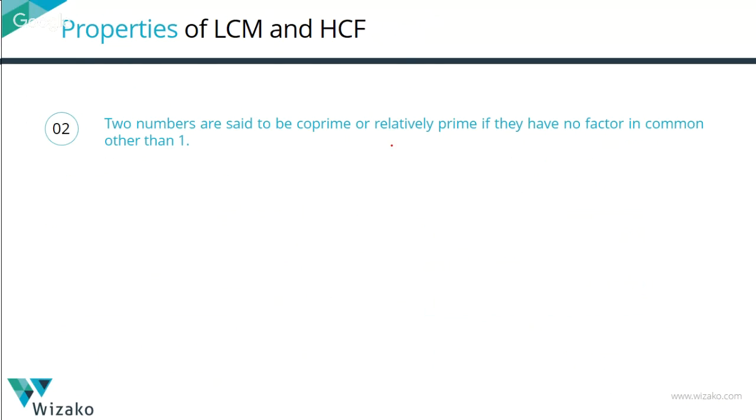Two numbers are said to be co-prime or relatively prime if they have no factor in common. Say we pick numbers like 25 and 27. Is there any factor common to these two numbers? Factors of 25 are 1, 5 and 25. Factors of 27 are 1, 3, 9 and 27. There's no factor common between these two numbers, other than 1. So these two numbers are said to be co-prime. The only factor common to them is 1. That happens to be the HCF. If the HCF of two numbers is 1, then those numbers are co-prime numbers.